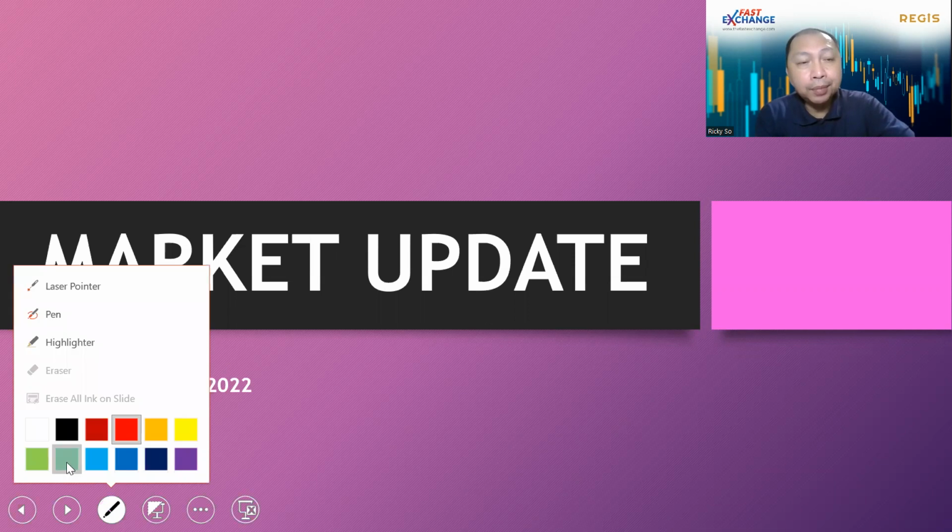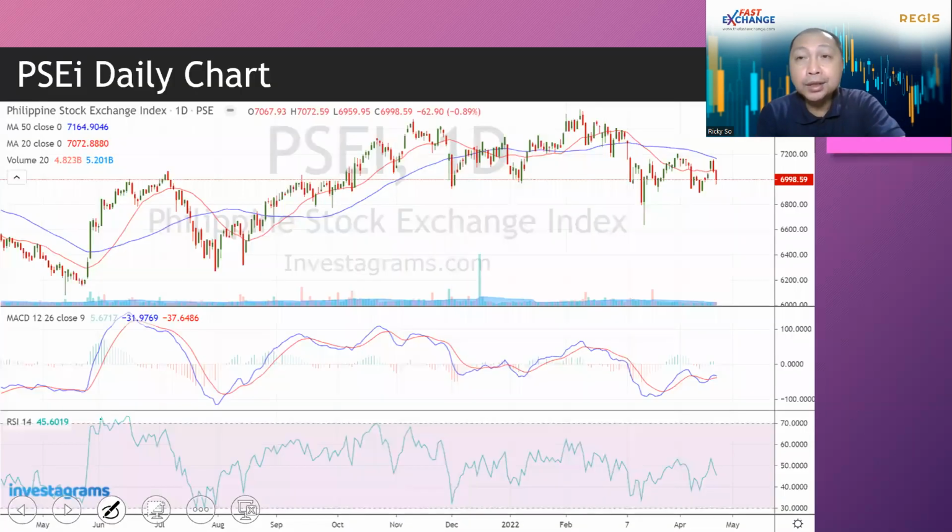Let me take out my pen. Okay. So let's start off with the daily chart of the PSEI. And I have included MACD and RSI as technical indicators to give you insights about technical analysis, so you slowly have an idea of what it is all about.